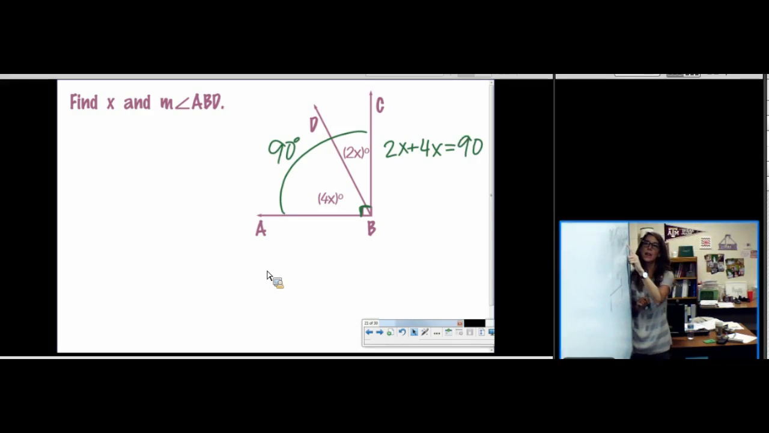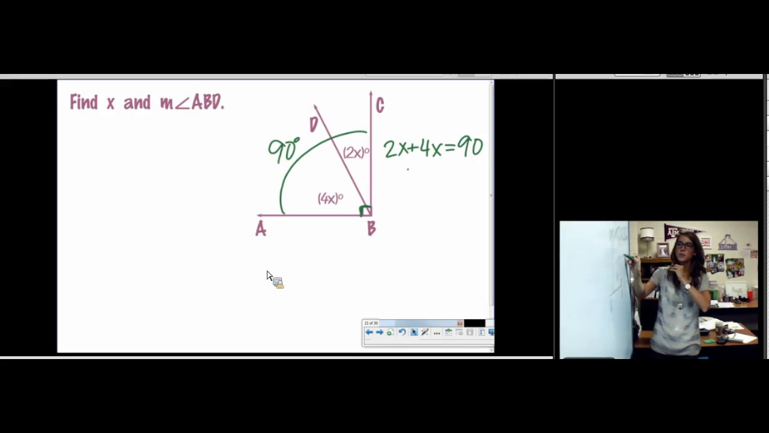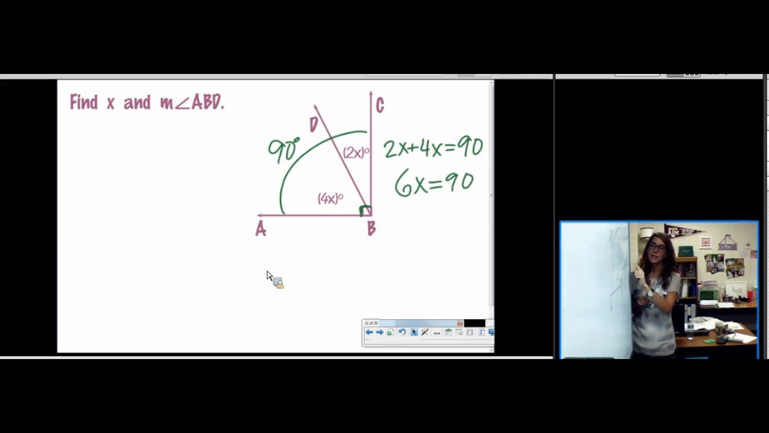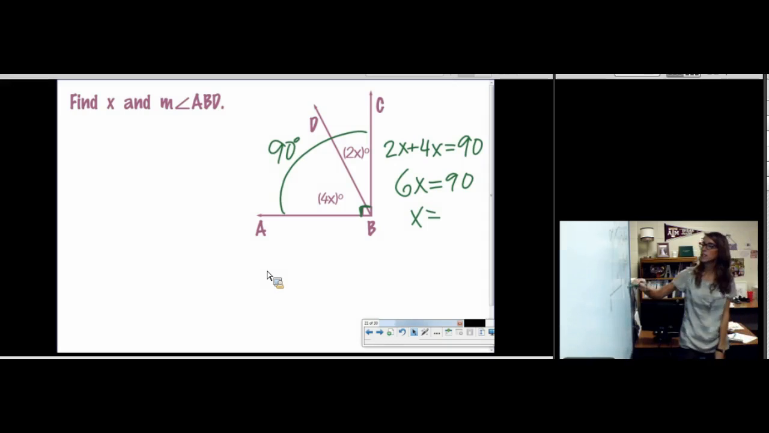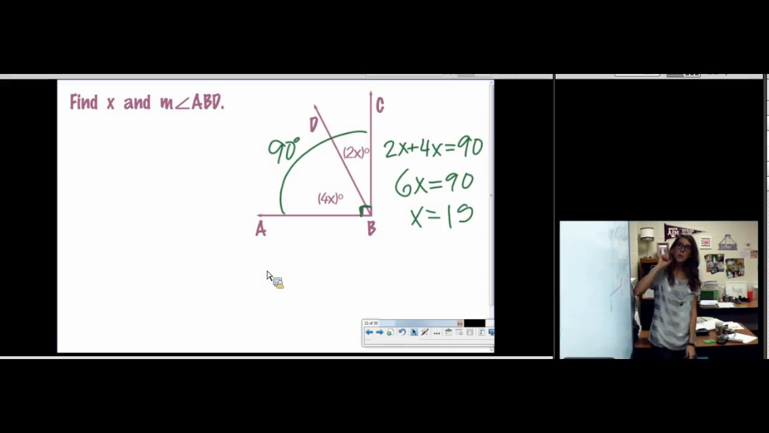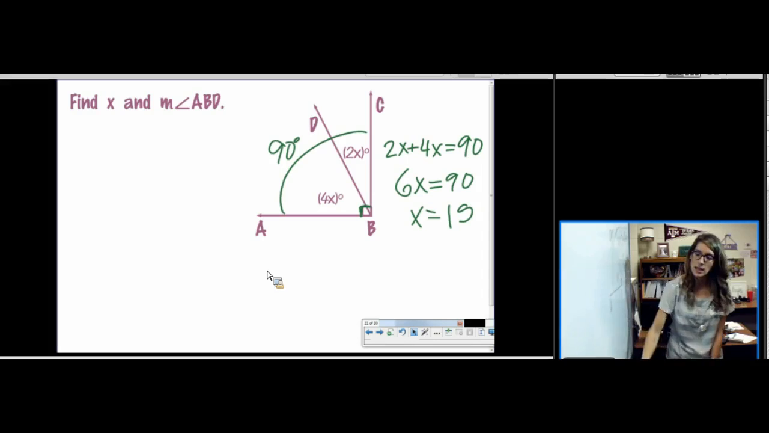Part plus part equals whole. The whole is 90. Combine like terms, 2x plus 4x. 2 plus 4, 6x equals 90. Divide by 6, divide by 6. X is? Okay, good. 15. So we found x, and then it wanted ABD.